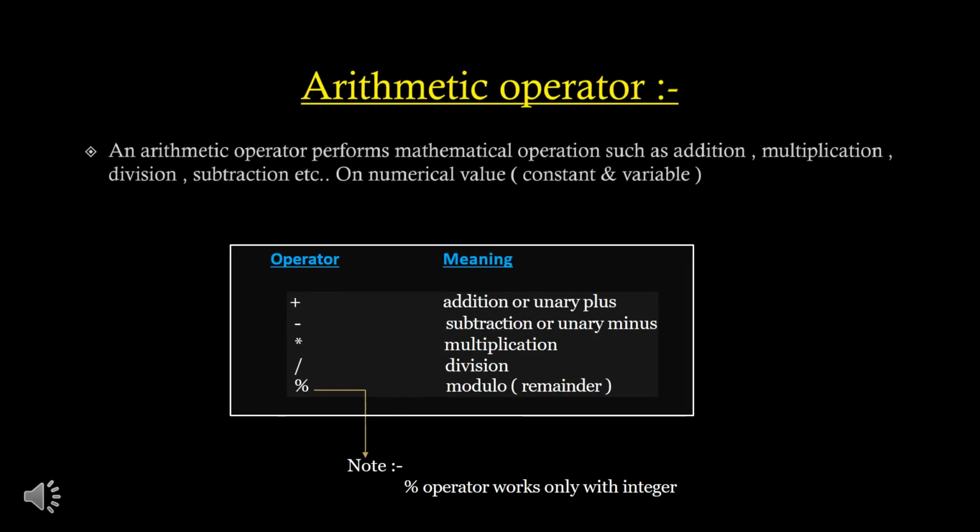Arithmetic operators are used to perform basic mathematical operations. These include addition, +, subtraction, -, multiplication, *, division, /, and modulo, %. For example, if you want to add two numbers, you can use the plus operator like this: int sum = a + b. The modulo operator is particularly interesting because it returns the remainder of a division. For example, 5 % 2 equals 1.